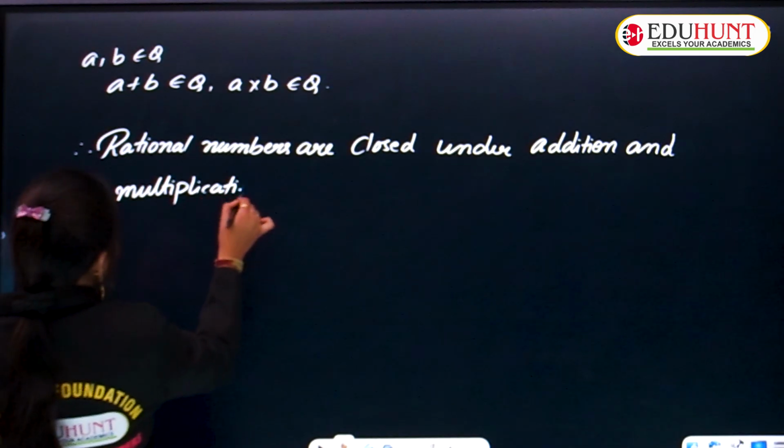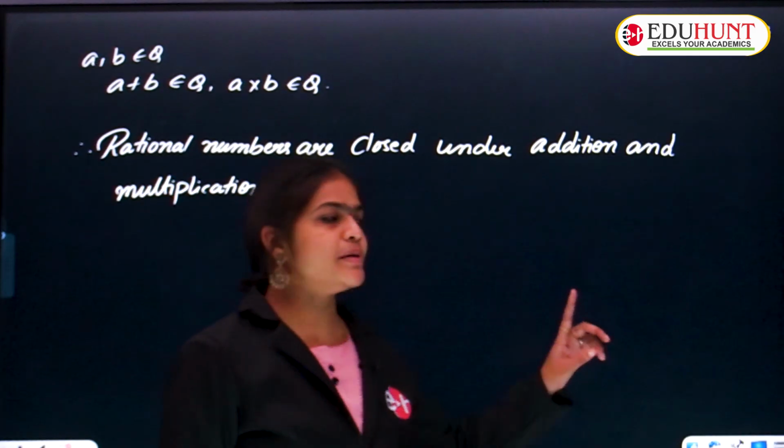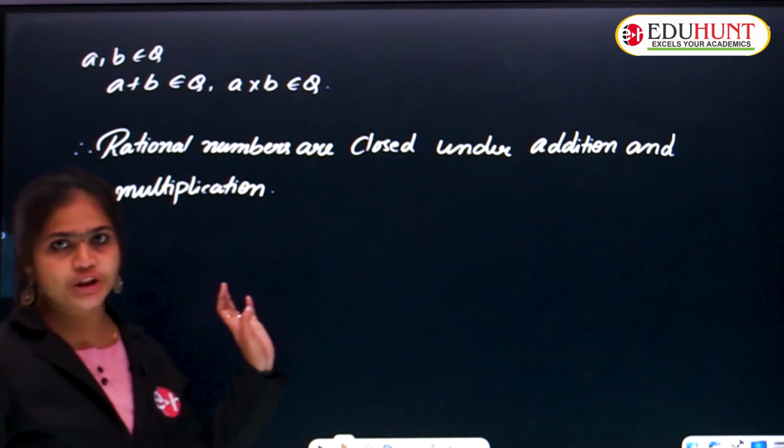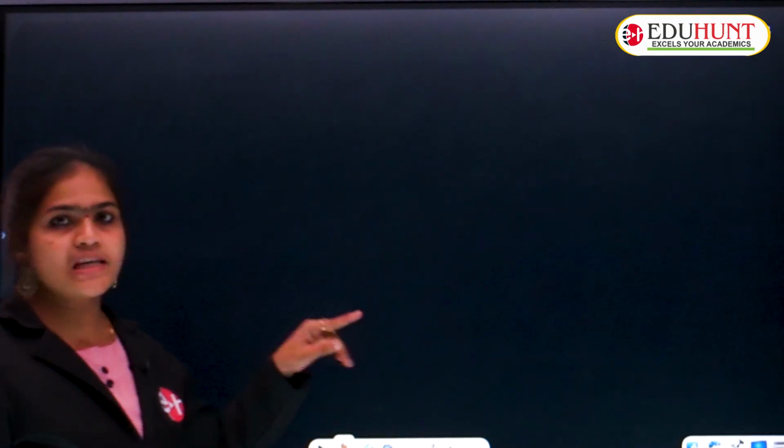Okay, ma? In your material also they gave only addition and multiplication, no? That's why I am discussing addition and multiplication here. Okay. Now see the next property. What is the next property, ma? This is about the closure property.